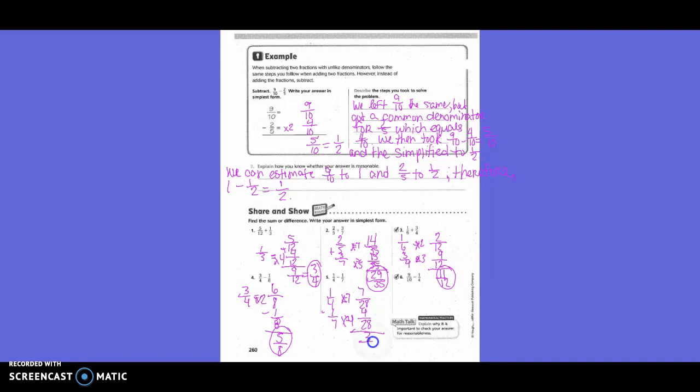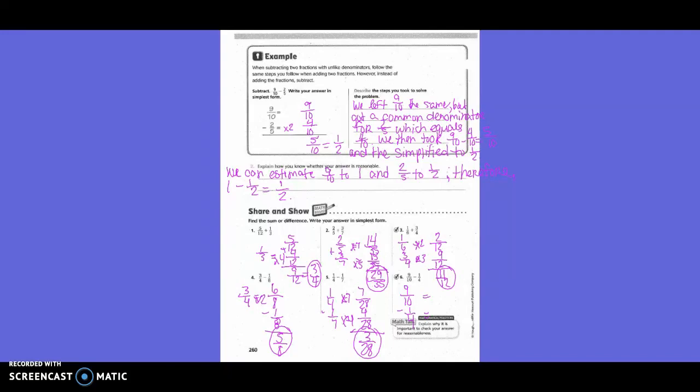So 3/28. Can I simplify or reduce that? No. That is my answer. 9/10 minus 1/4. Do I need to change both or just one? Both, right? So we have 9/10 minus 1/4. What's my new denominator?